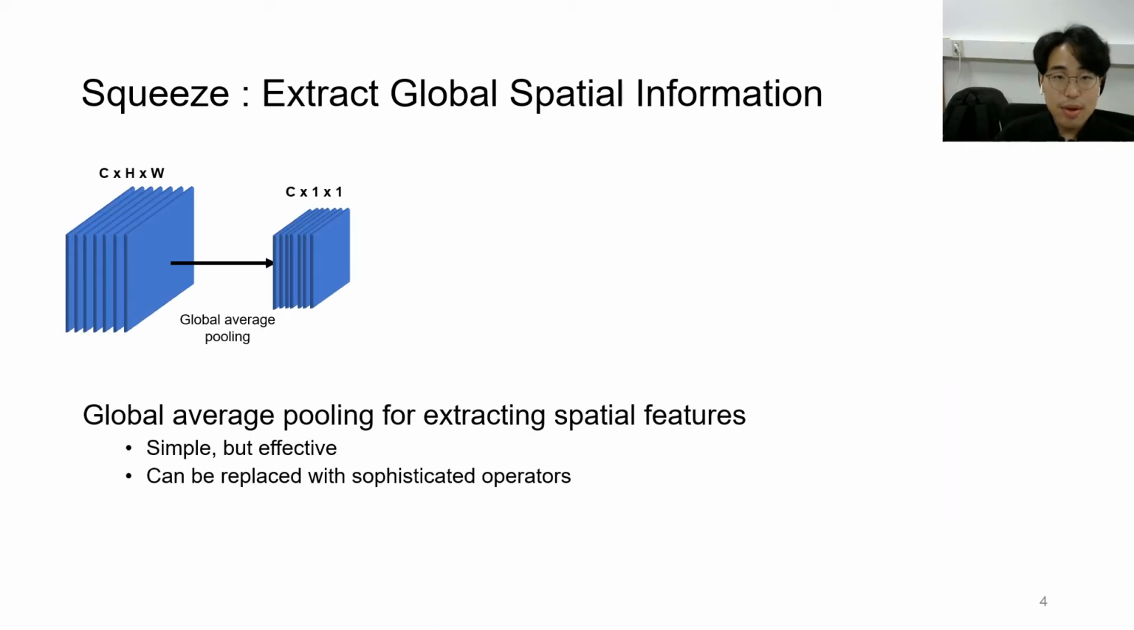The squeeze step aggregates the spatial information of each channel through a simple global average pooling. In practice, more sophisticated operators can be used. However, global average pooling is still effective.